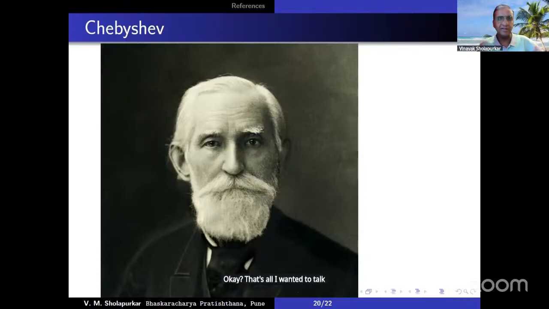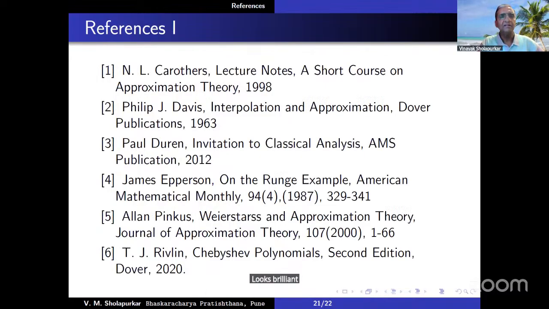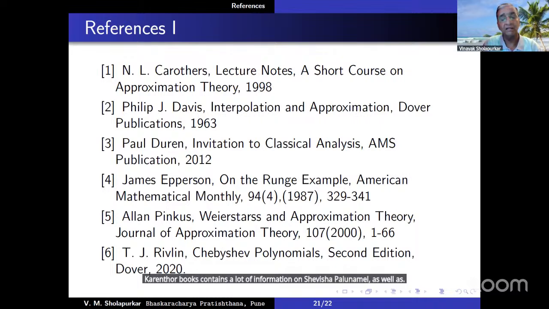Just for curiosity, I talked on Chebyshev. This is a photograph of Chebyshev. Looks brilliant. These are some references. Karathor's book contains a lot of information on Chebyshev polynomials as well as results on best approximation and many proofs of the Weierstrass theorem also.